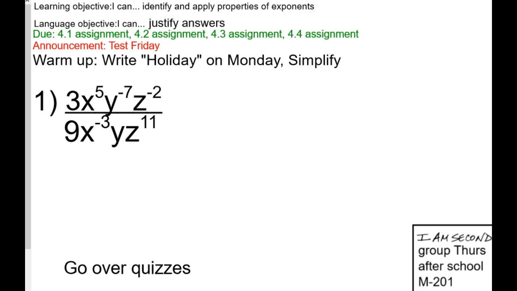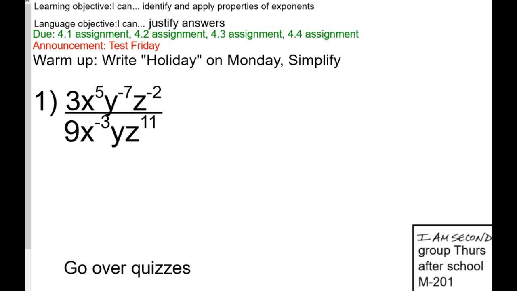Okay, so we are going to have a test over 4.1 through 4.5. Today we're doing the 4.5 notes. That test will be on Friday, so we're going to review Thursday. Tomorrow we're going to work on the assignment. Today we're going to do the notes.